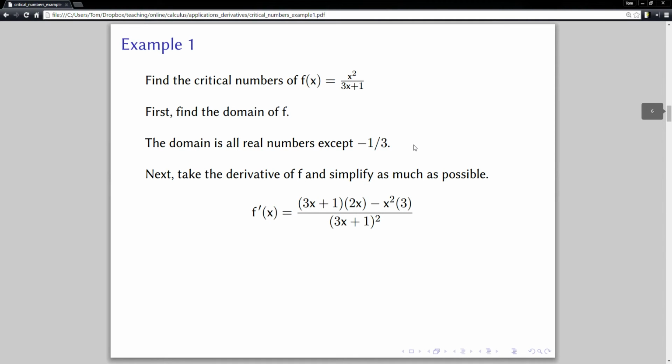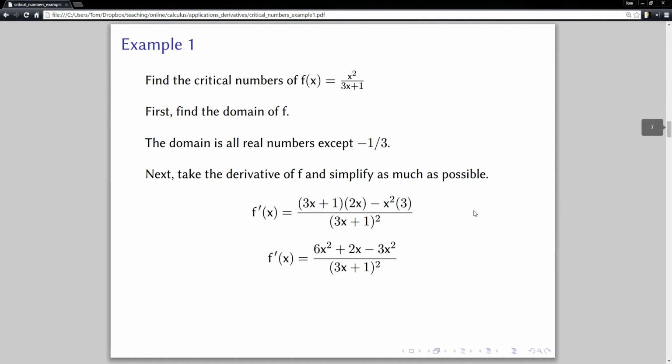Looking at this, I'm going to use the quotient rule. It's low, which is 3x plus 1, d high, that's 2x, minus high, which is x squared, d low. The derivative of 3x plus 1 is 3. All that's over low squared. So that's the quotient rule to take the derivative.